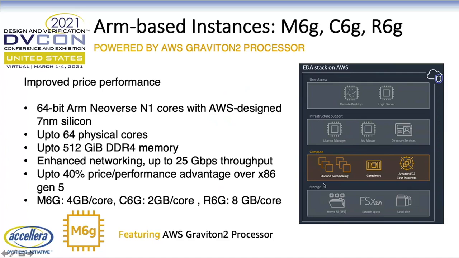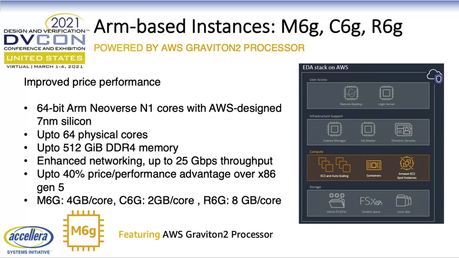There are different instance families that are available on AWS. The most relevant ones for our discussion today would be, for example, the ARM-based instances, what we call the Graviton2, or powered by the Graviton2 processor that's developed by AWS. And these are available on 3 different instance families. We call these the M6G, the C6G, and the R6G. And the main difference between them is how much physical memory per core is available on the system. But all of them are based on the 64-bit ARM Neoverse N1 that is designed by AWS. It's based on 7-nanometer silicon.